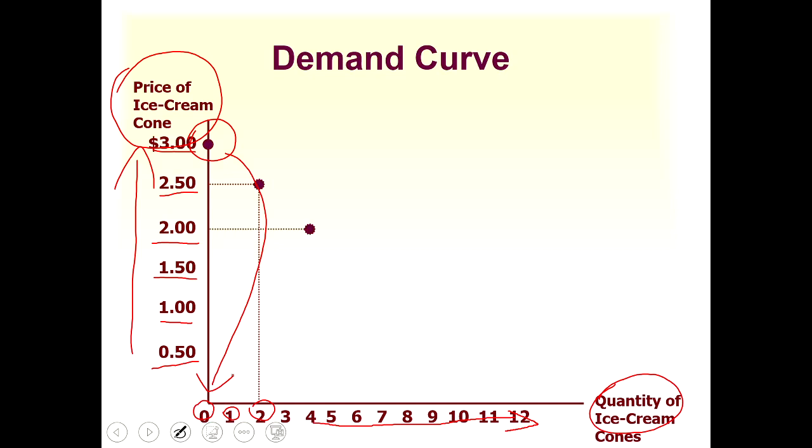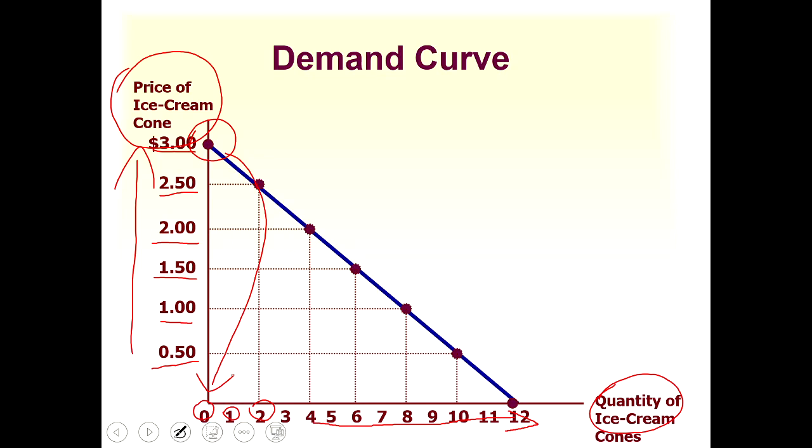And as the price decreases further, the quantity of ice creams demanded increases to 4. And as the price decreases further to $1.5, the quantity of ice cream cones increases to 6. And as we keep on going, at the price of 0, the quantity demanded is 12. And when we join all of these points, we get the demand curve.